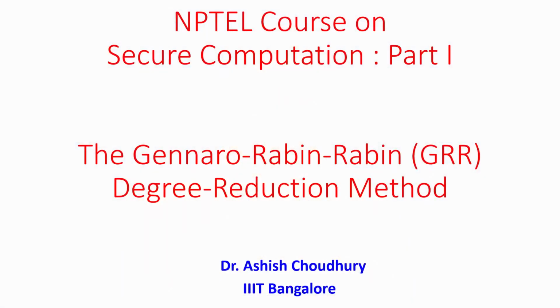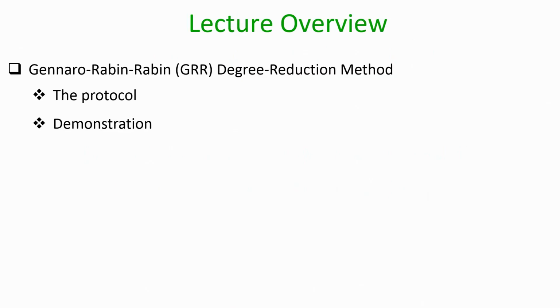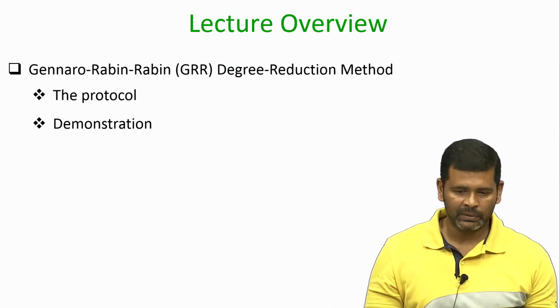So, in this lecture we will see a more efficient solution for the degree reduction problem due to Gennaro-Rabin-Rabin. This is called the GRR degree reduction method, and we will also see an example to get a better understanding of the degree reduction method.